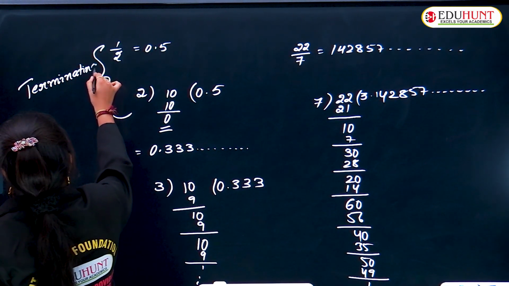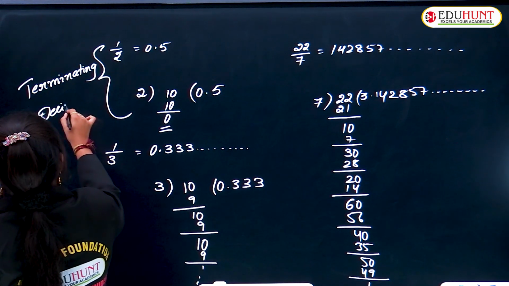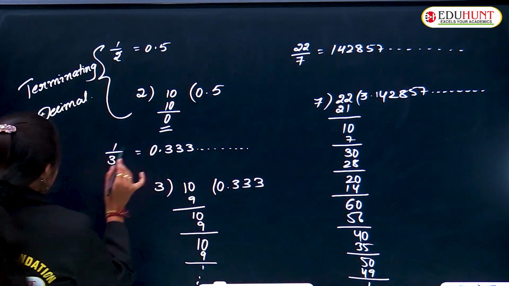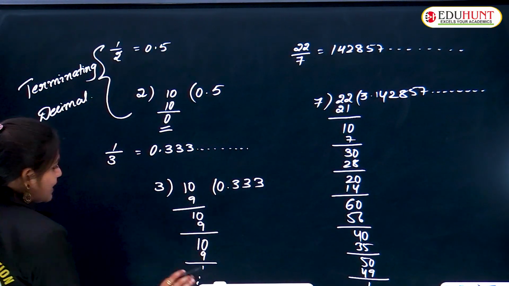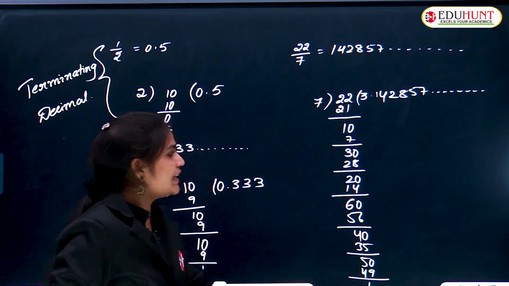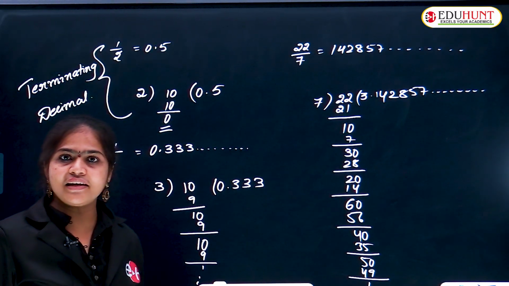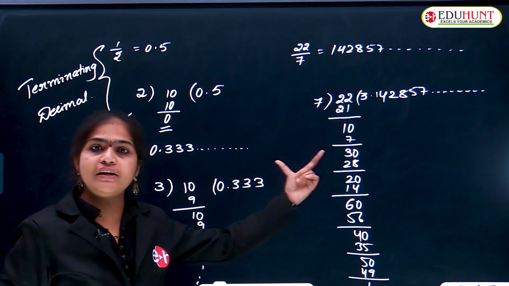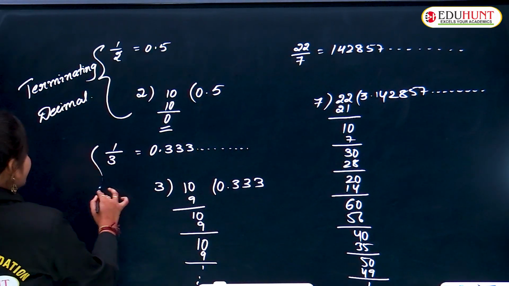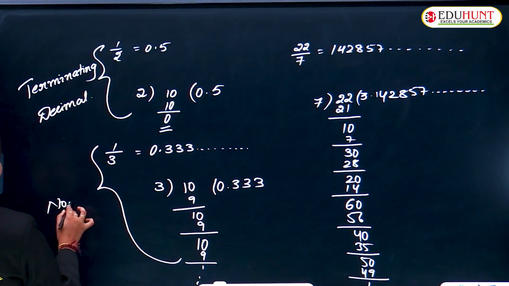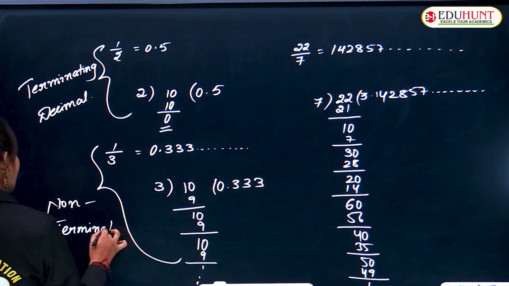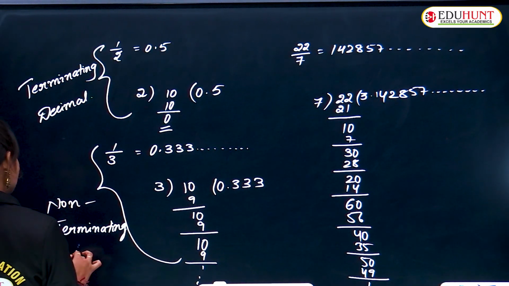Terminating decimal. Now come to this one. Here we didn't get that 0 anywhere. Again that process is in continuation. Here also we didn't get that 0. That process is in continuation. This kind of decimals are known as non-terminating decimals. We will call them non-terminating decimals.